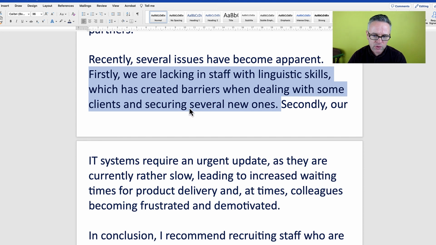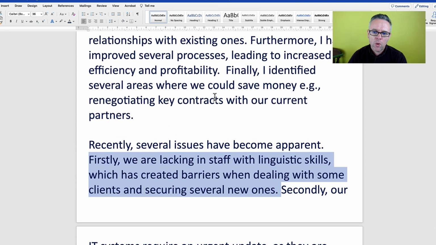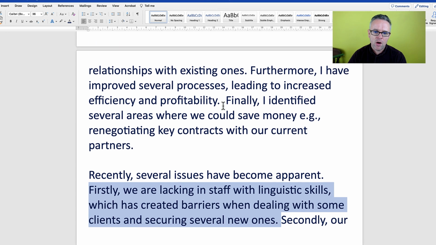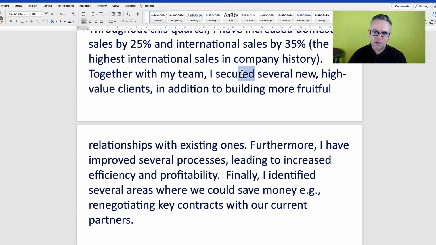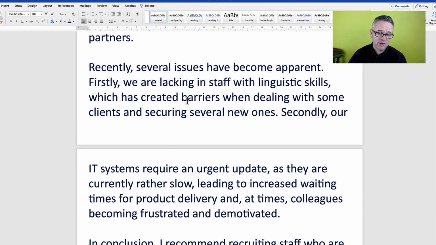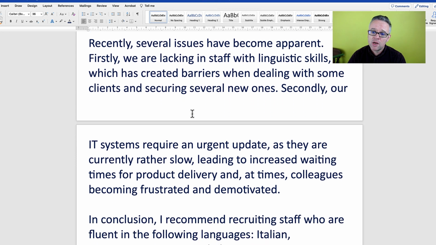several new ones. Now, we've already used the word secured, I've just realised, in our introductory paragraph. I'll have a think if I can find a synonym for that.